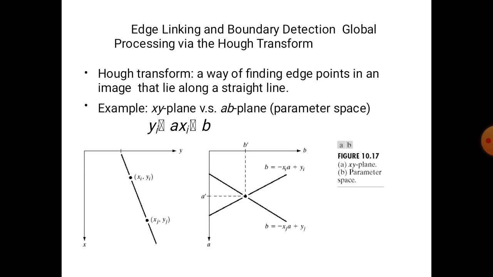Now, edge linking and boundary detection in global processing via the Hough transform. Edge detection should yield sets of pixels lying only on edges. In practice, these pixels seldom characterize edges completely because of noise, breaks in the edges due to non-uniform illumination, and other effects that introduce spurious discontinuities in intensity values. Therefore edge detection typically is followed by linking algorithms designed to assemble edge pixels into meaningful edges, or we can say region boundaries.